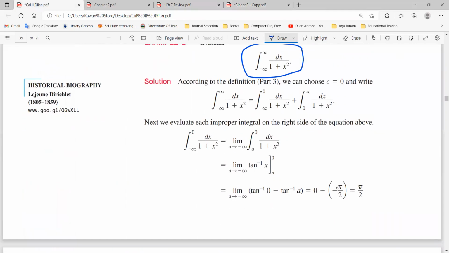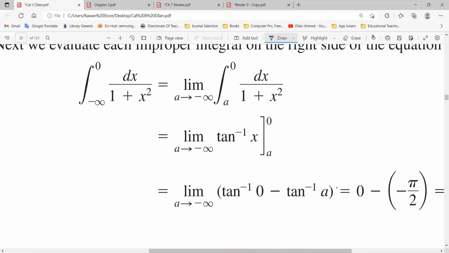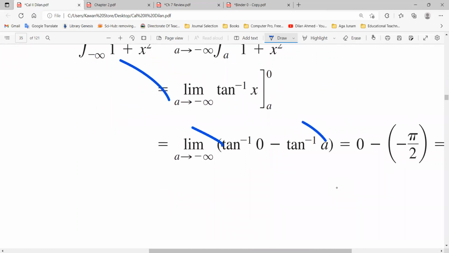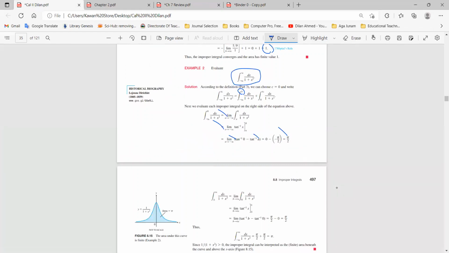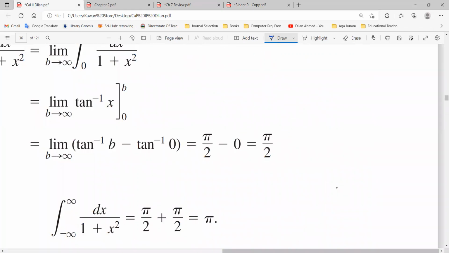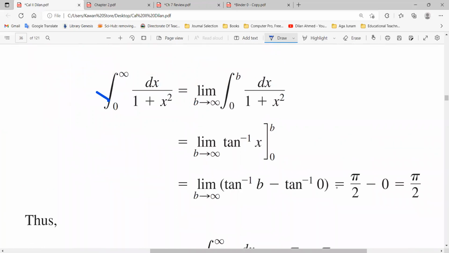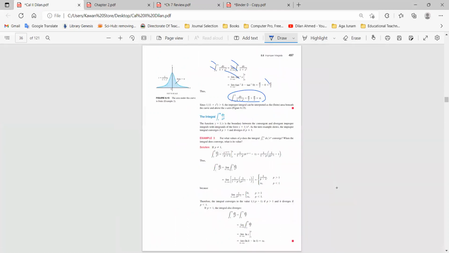You can see we change it to that one and to that one. Just be with me kindly. And we take a limit for both sides. And here's the result, and we get pi over 2. Again, even for the second part from 0 to infinity, we solved it like that. And here we are, tan inverse again, and pi over 2. Then pi over 2 plus pi over 2, we'll get that result.